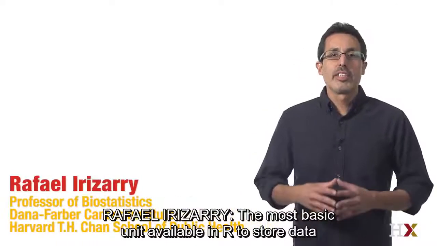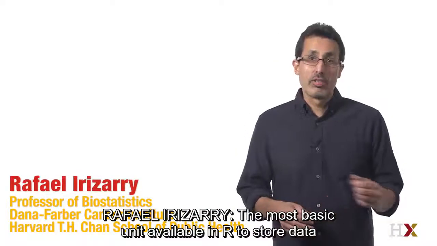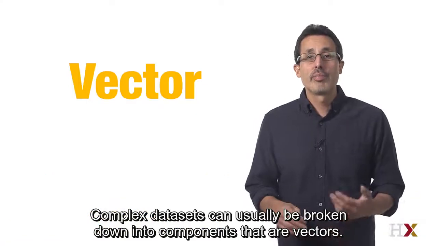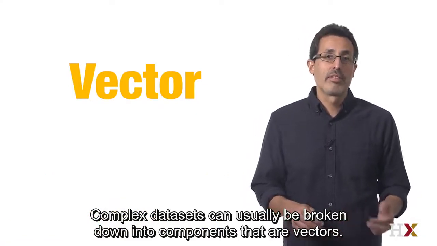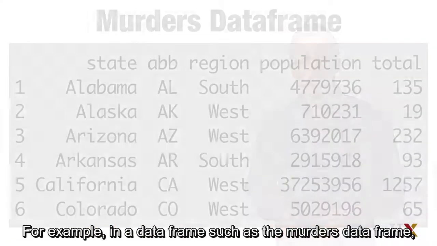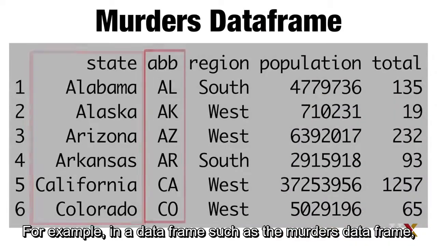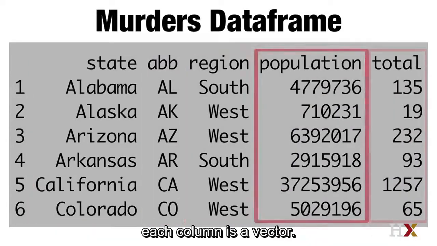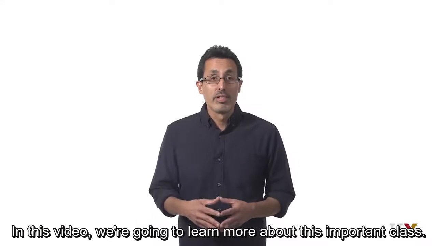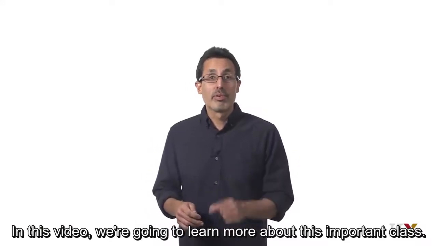The most basic unit available in R to store data are vectors. Complex data sets can usually be broken down into components that are vectors. For example, in a data frame such as the murders data frame, each column is a vector. In this video, we're going to learn more about this important class.